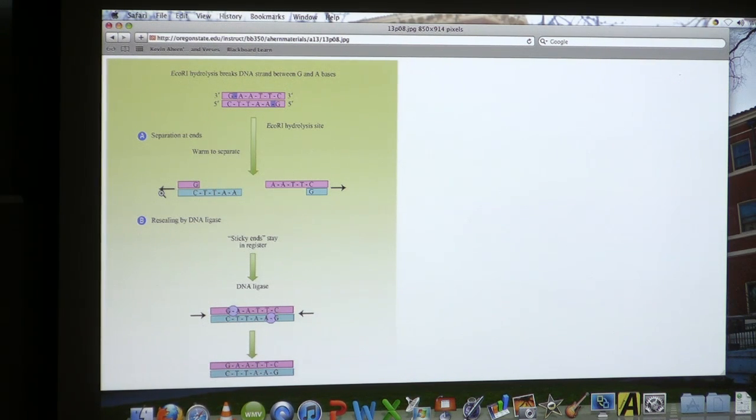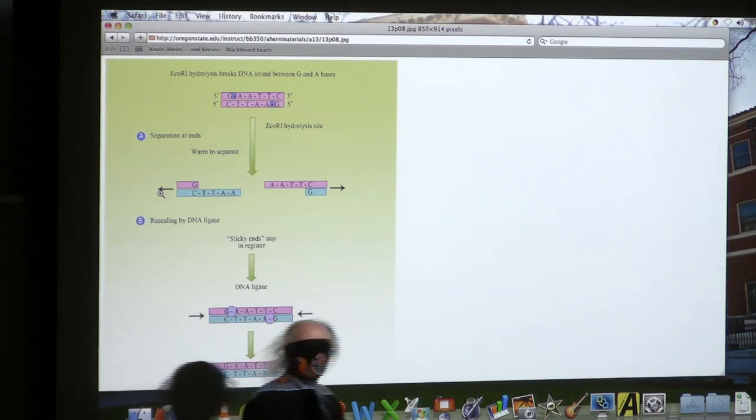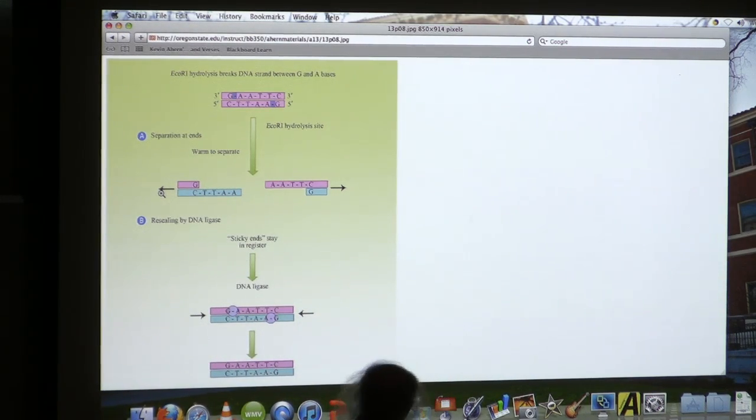When that happens, I have a nice way of putting the pieces back together and making a desired molecule. DNA ligase, I'm not enunciating that very well. DNA ligase is very, very important in the making of recombinant molecules. Very, very important.